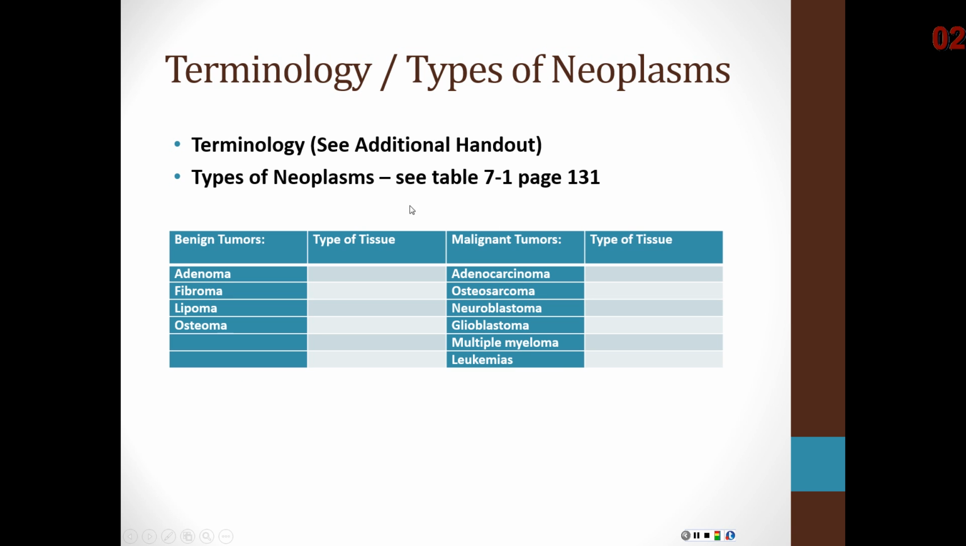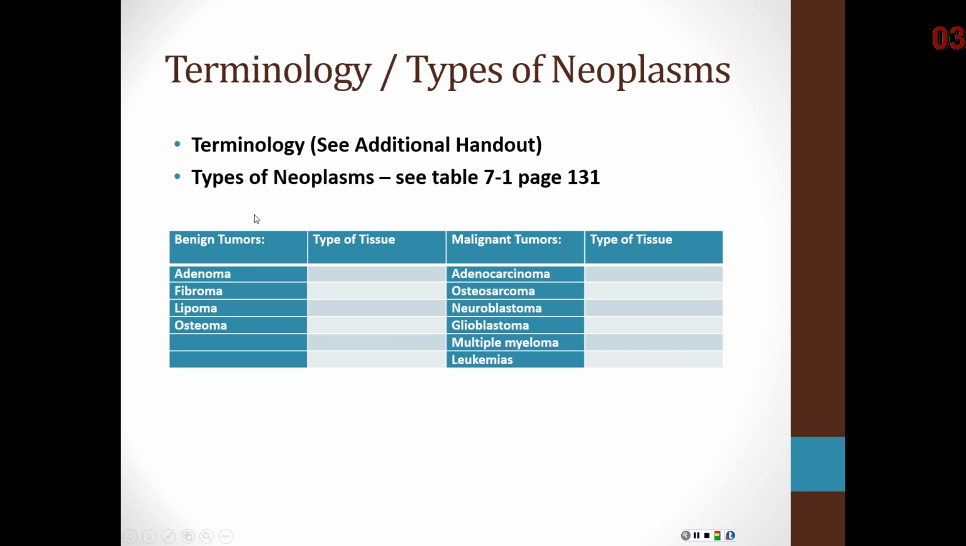And then also, I want you to know some of the types of neoplasms. Table 7.1 on page 131 in your textbooks lists some benign tumors and some malignant tumors, and then the type of tissue that's involved there. On our slide right here, that information is left blank. What I want you to be able to do is go to that table and look at just these 4 types of benign tumors, and here you have 6 types of malignant tumors, and then what type of tissue is involved with each of those different types of tumors.